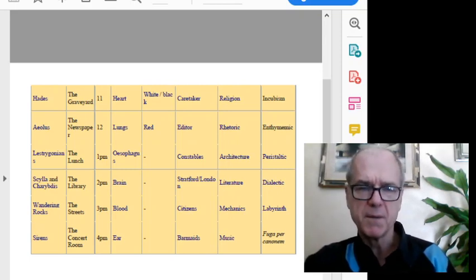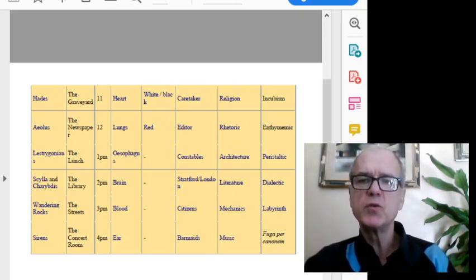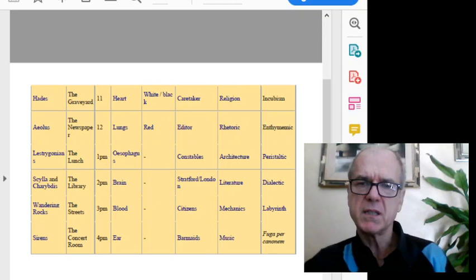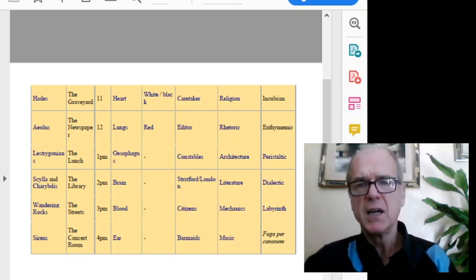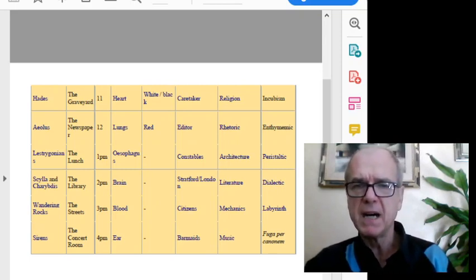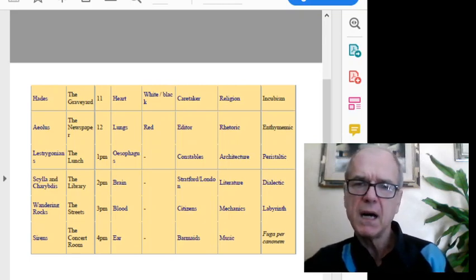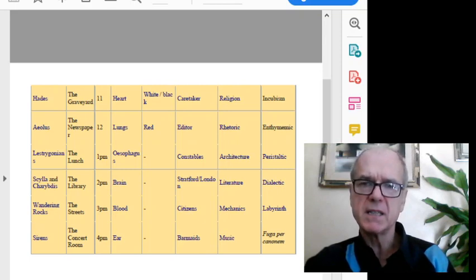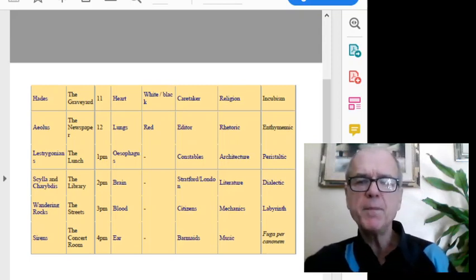Scylla and Charybdis. They are the two very difficult dangers that Ulysses meets. He crosses the Messina Strait, and on one side he has a monster that tries to destroy the ships, and on the other side he has a whirlpool that tries to make the ships sink. So it has become symbolical of being in the middle of two big dangers that are difficult to avoid. And the place is the library.